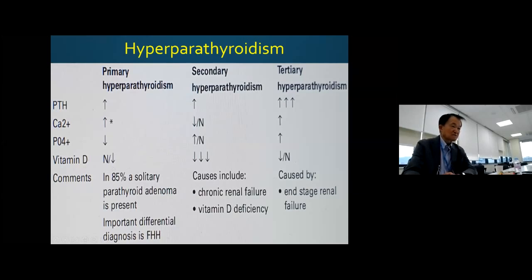In tertiary hyperparathyroidism, end-stage renal disease, there is usually a very high level of parathyroid hormone. In primary and secondary, it is elevated, but slightly. And the calcium is elevated in primary, but in secondary the vitamin D is normal or less. Tertiary also increases. But the phosphate is decreasing in primary, but increased in end-stage disease.